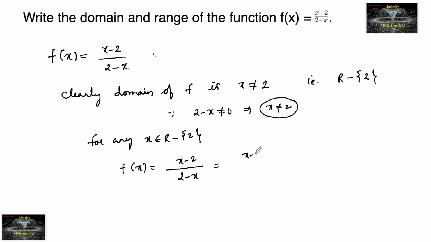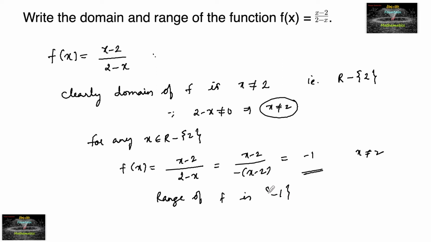We can also write this as x minus 2 upon minus of x minus 2, which equals minus 1 for x not equal to 2, and hence we can say the range of f will always be minus 1. So the range of the given function is minus 1 and the domain of the function is all real numbers except 2. Okay, thank you.